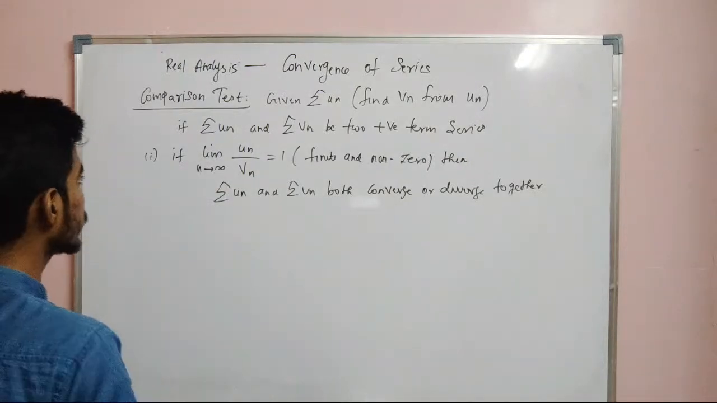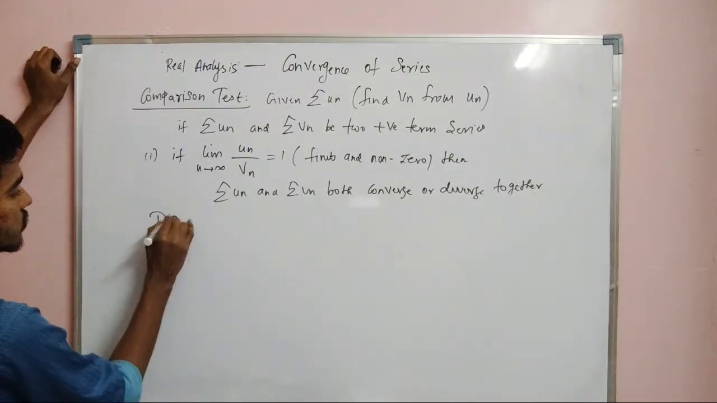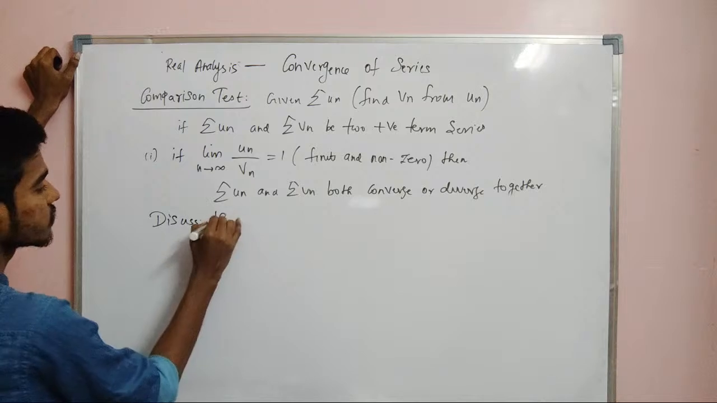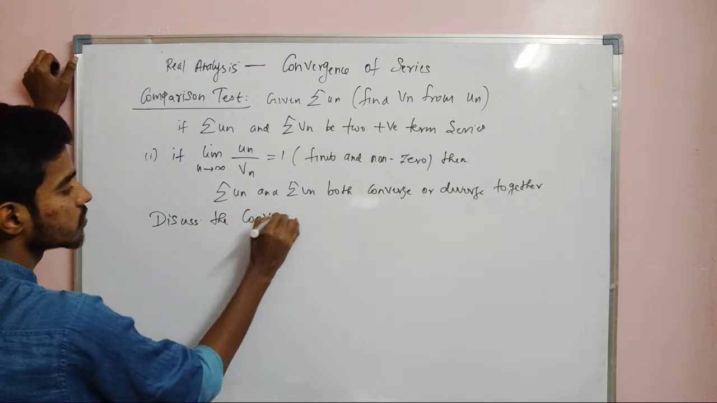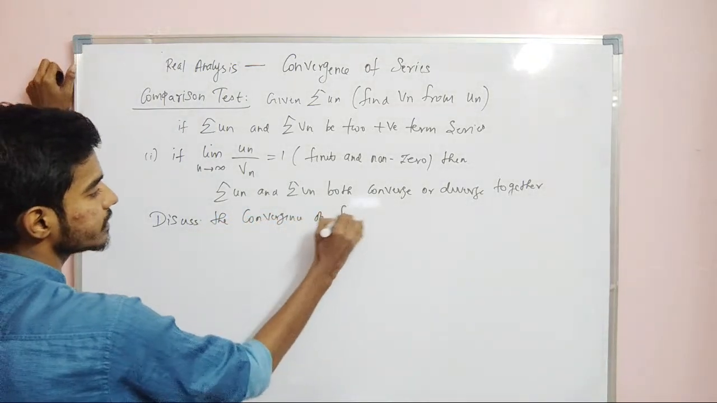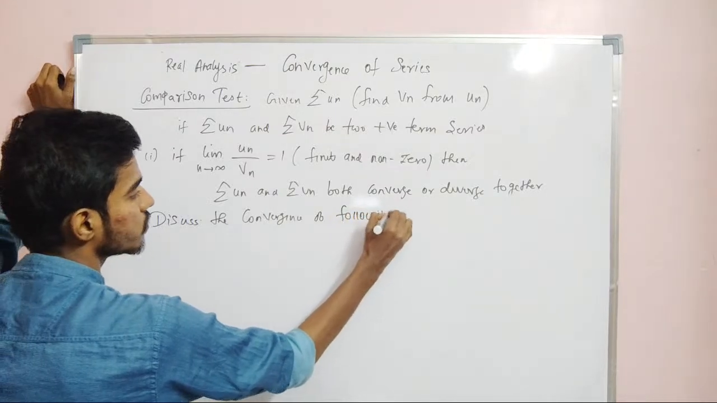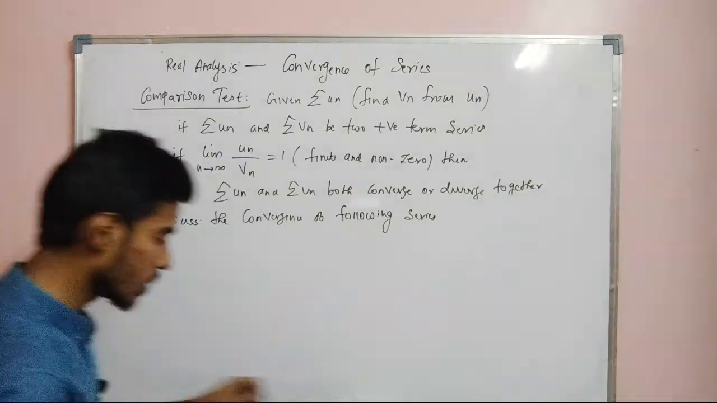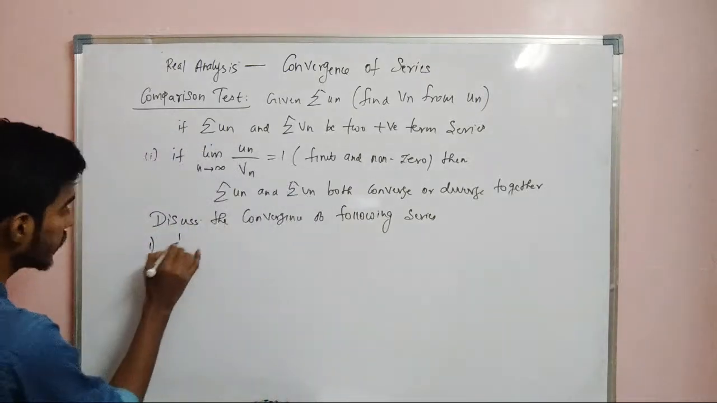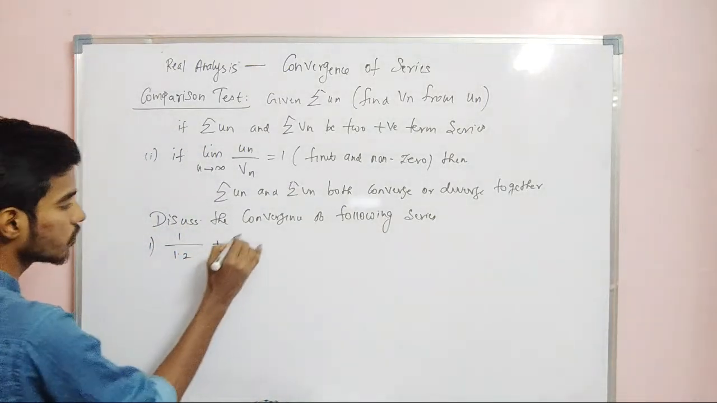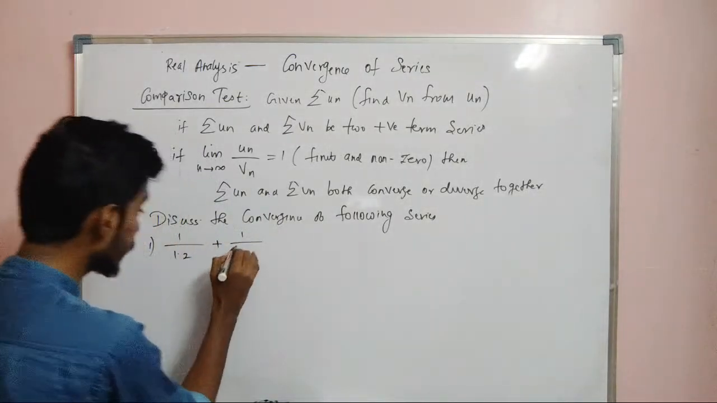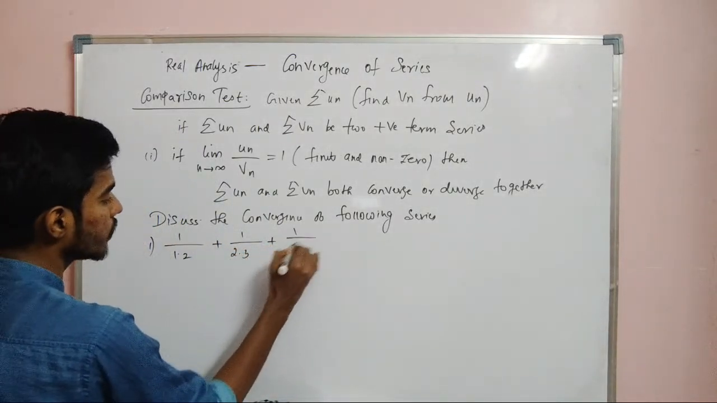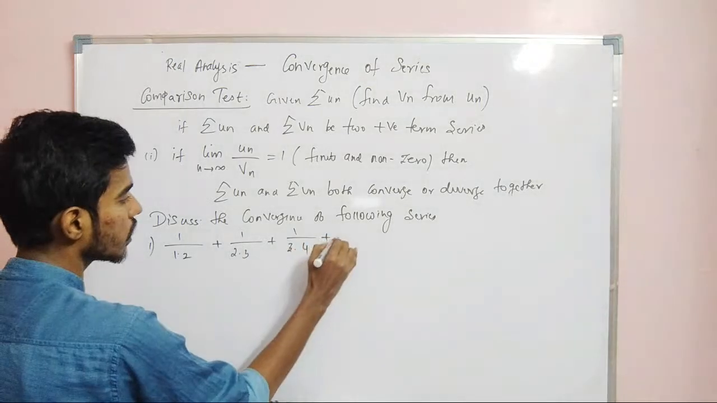So discuss the convergence of the following series. The first problem is 1 by 1 into 2 plus 1 by 2 into 3 plus 1 by 3 into 4 and so on.